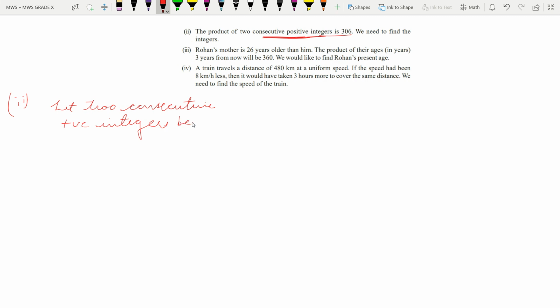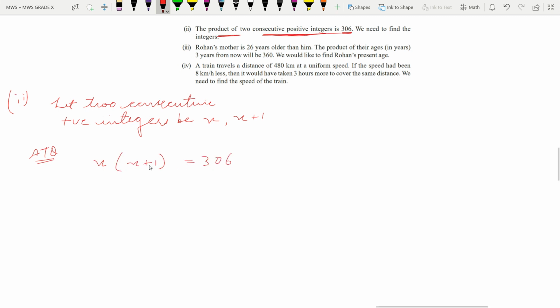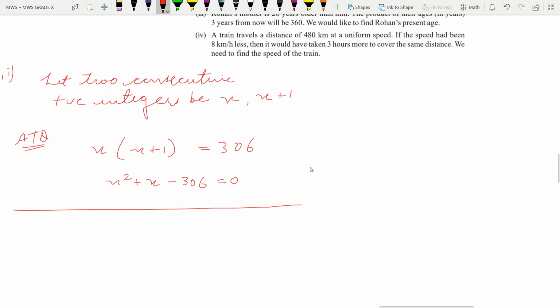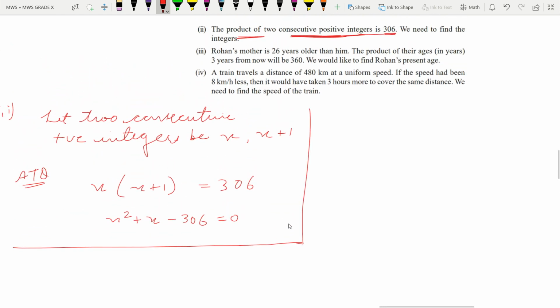So according to the question, the product of these numbers is 306. Product of the first and the second is 306. Multiply it, x square plus x, and bring this 306 to this side, equal to 0. So the question is over. As we have to only form the quadratic equation in this exercise, the quadratic equation is already formed. This way we can move on to the third part of the question.